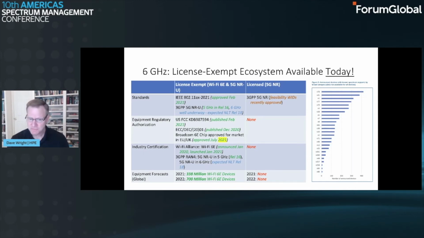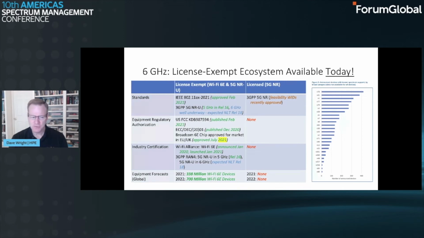From an industry certification perspective, the Wi-Fi Alliance announced the Wi-Fi 6E program, which again is Wi-Fi 6 in the 6 gigahertz band. They announced that program in January of 2020, and then they launched it in January of 21. So that program actually goes back now, goodness, over a year and a half.